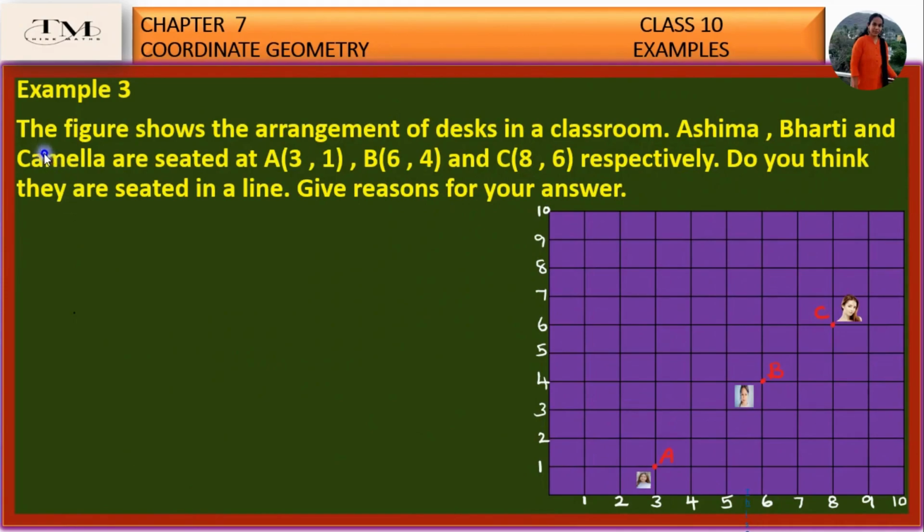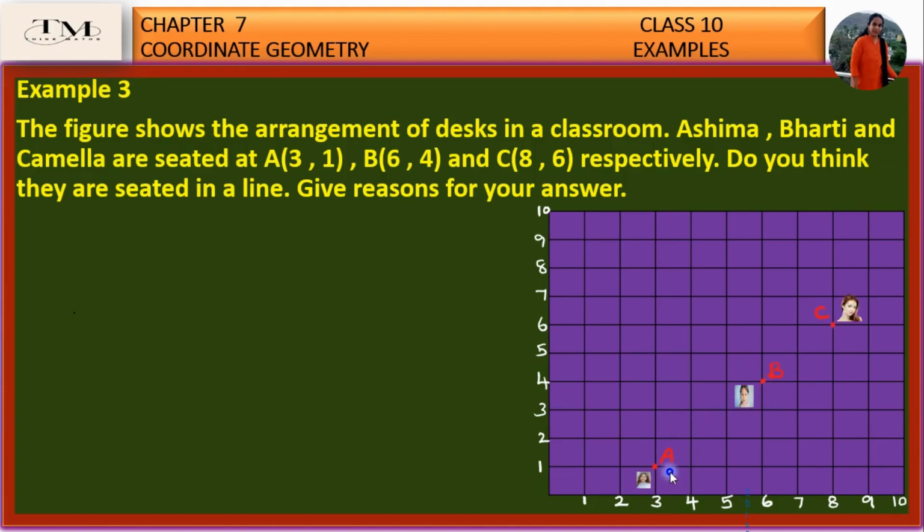So what is given? The figure shows the arrangement of desks in a classroom. Ashima, Bharti and Kamala are seated at A (3, 1), B (6, 4) and C (8, 6) respectively. Do you think they are seated in a line? Give reasons for your answer. So this figure shows the arrangement of desks. So they have arranged the desks. There are 3 children, Ashima, Bharti and Kamala.